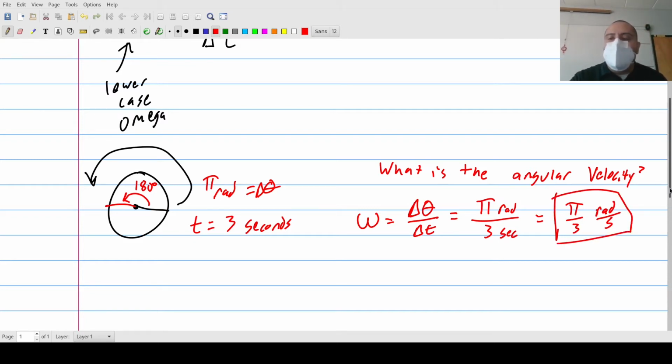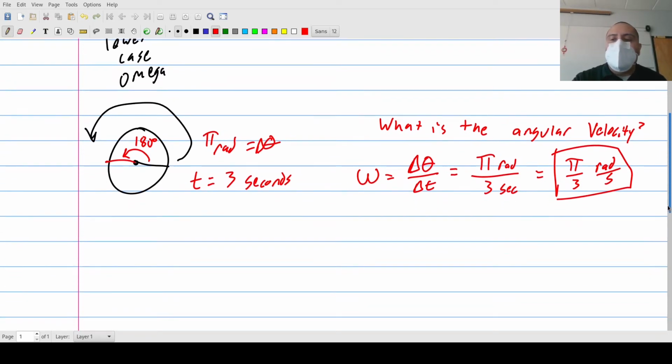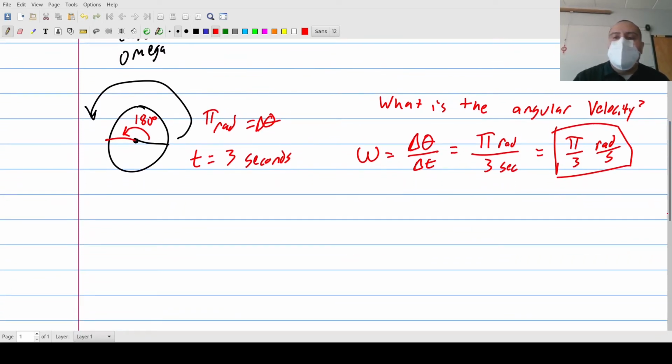Sometimes we're going to calculate that in terms of pi, but a lot of times we just leave it in terms of pi. So if you know pi over 3, that's going to be a third of this 180 degree angle, which is about 60 degrees every second. So this thing is rotating at pi over 3 radians every second, assuming it's moving at a constant speed.